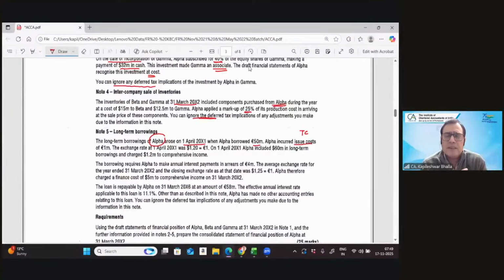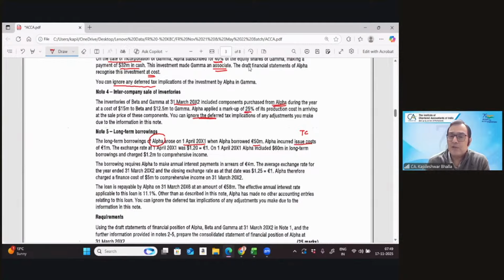Now in this particular case, since it's a little international question, you can see all the figures are given in terms of dollars. But this long-term borrowing is taken in terms of euro, which means it's a foreign currency loan. And if it is a foreign currency loan, that means we need to apply the concept of Ind AS 21 as well. So you can see in the consolidation, we are blended with the concept of Ind AS 12. We're blended with the concept of financial instruments, Ind AS 109, as well. And that makes a good question on a consolidation.